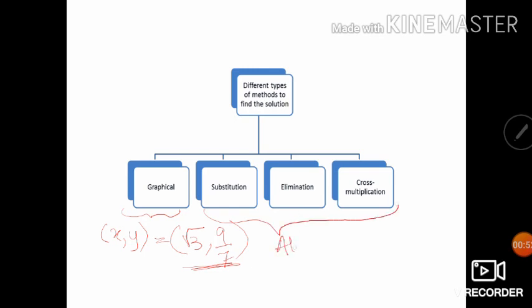They are called algebraic methods. In this chapter, we will learn about substitution, elimination and cross multiplication methods. Today's video lesson is about the substitution method. So let us see what the substitution method is.